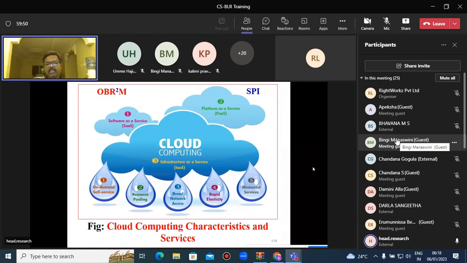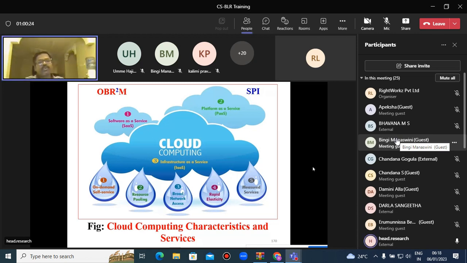And see, cloud computing characteristics and services. There are 5 characteristics. I am giving the short form OBR square M. O stands for on-demand computing. B stands for broad network access. R stands for rapid elasticity, and one more R stands for resource pooling, and M stands for measured service.